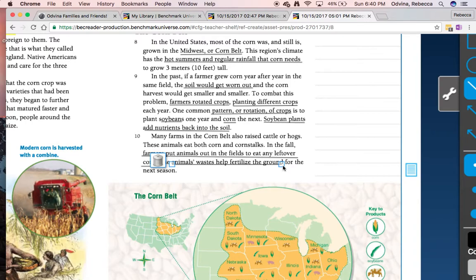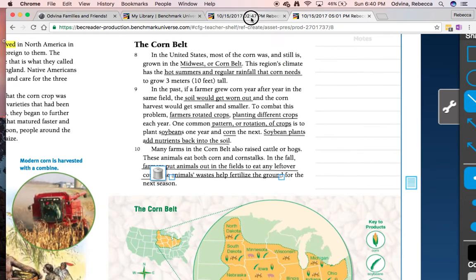In reviewing my annotations so far, I can state a main idea for this section. It looks like farmers in America's Corn Belt, where most corn is produced, have traditionally protected the soil in cornfields by rotating crops and allowing livestock to feed on leftover corn.